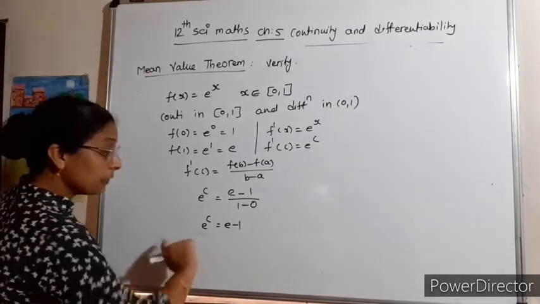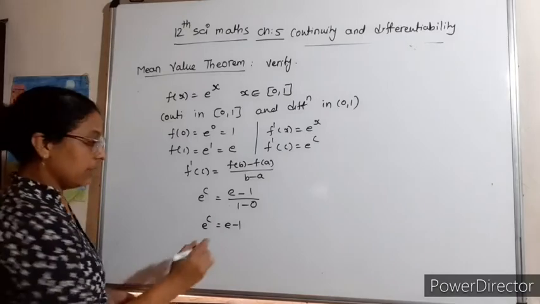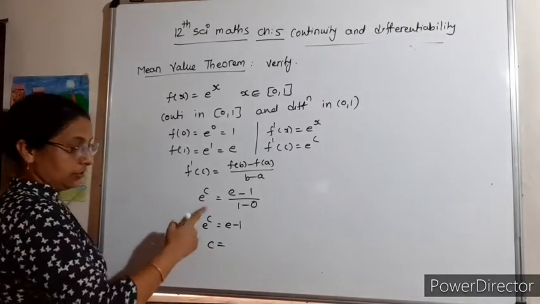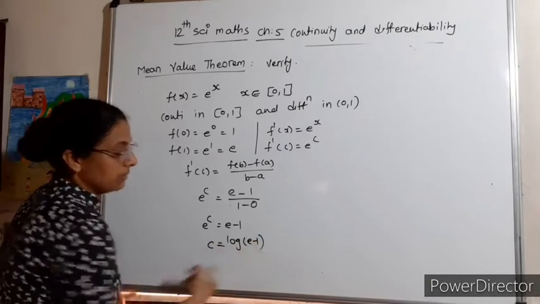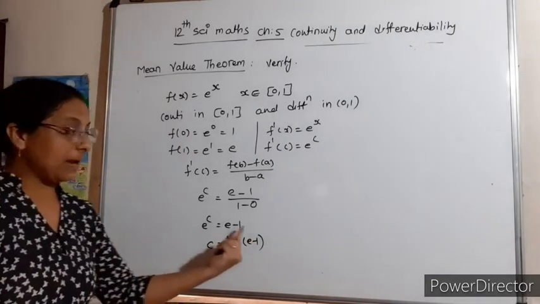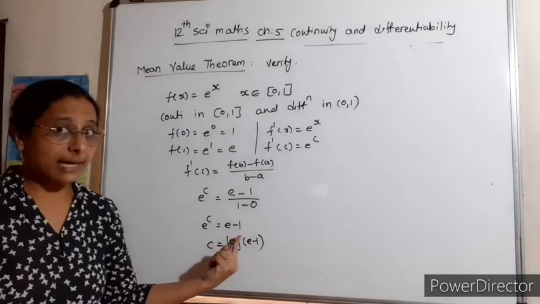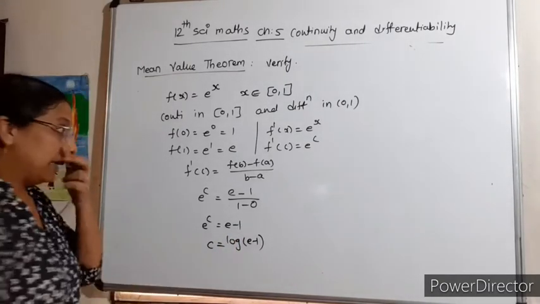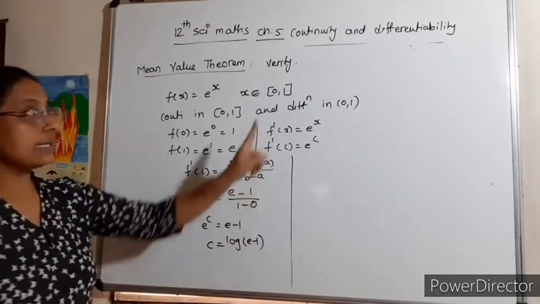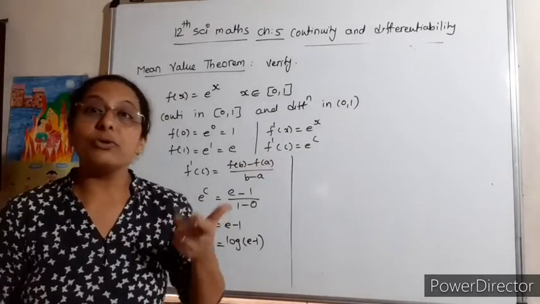Then you know that if you apply the log on both the sides, then what is it? c is equal to c log e base e, 1. Log e minus 1. We apply the log on both the sides. So c is equal to log e minus 1. Now, how to check whether this value is in our interval or not?